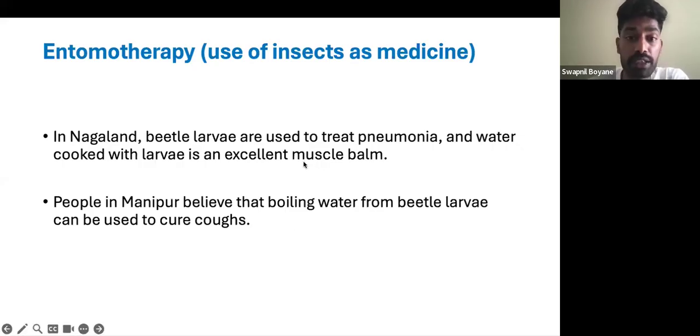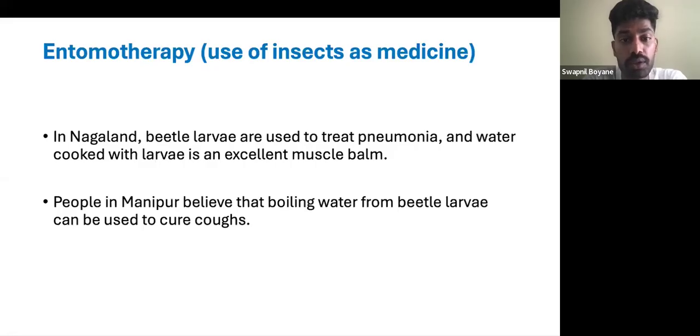It is purely based on household surveys about the knowledge of beetles among different ethnic tribes. In Nagaland, people believe that eating these beetle larvae can treat pneumonia, or that the water cooked with the larvae is an excellent muscle balm. Similarly, in Manipur, people believe that boiling water from these beetle larvae can be used as a cure for cough. Again, I would like to mention that these are beliefs.